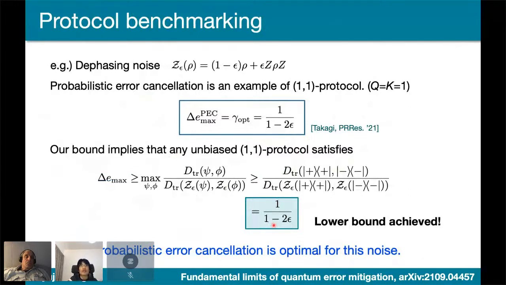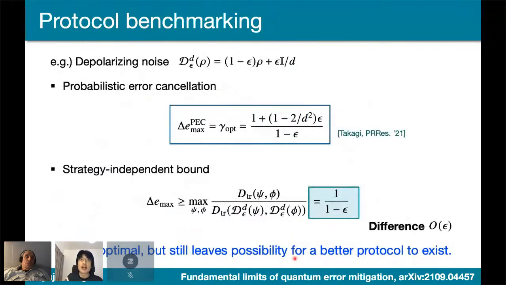And if you compare to any possible unbiased 1-1 protocols, you can say that probabilistic error cancellation achieves this optimal performance. Of course, you can now look at different noise models, like a depolarizing noise. And again, you can calculate the performance of probabilistic error cancellation in this way. But now, you can also get the strategy independent bound from our work, and I get 1/(1 - epsilon) for this. There is a slight difference between them, but the difference is not very big, on the order of epsilon. So this is nearly optimal, but still leaves the possibility for a better protocol to exist.